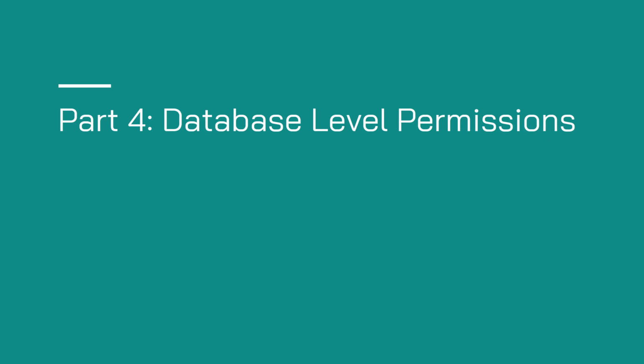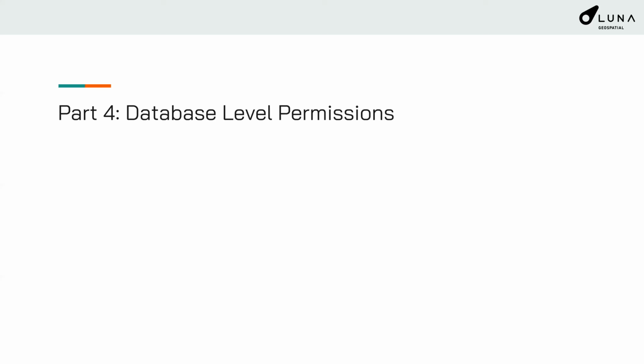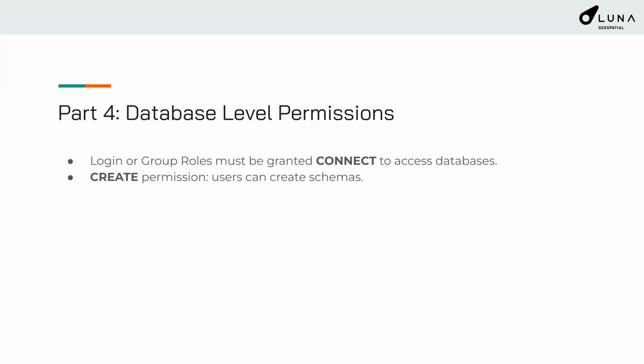So this is where we're going to start. Think of this as a pyramid. At the top, we have database, then schema, then tables, then rows, then columns, and you need to give users permission all the way down that pyramid. We're going to start with the database. Login and group roles must have connect to access the databases.